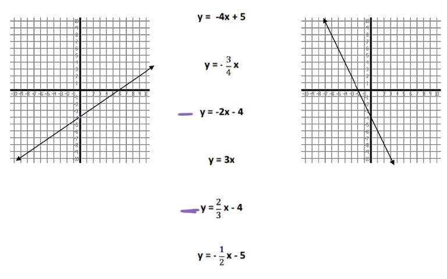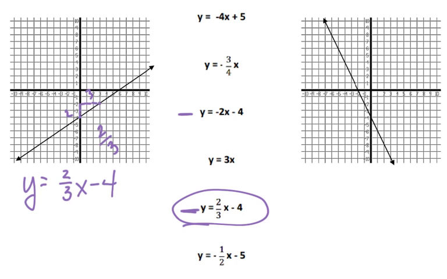And then again, you can use rise over run to find your slope. There's two nice, pretty points. So my rise would be 2 and my run would be 3. So my slope would be 2/3. So this is my equation because that's the only one that has the slope of 2/3 x and then -4 for the y-intercept.